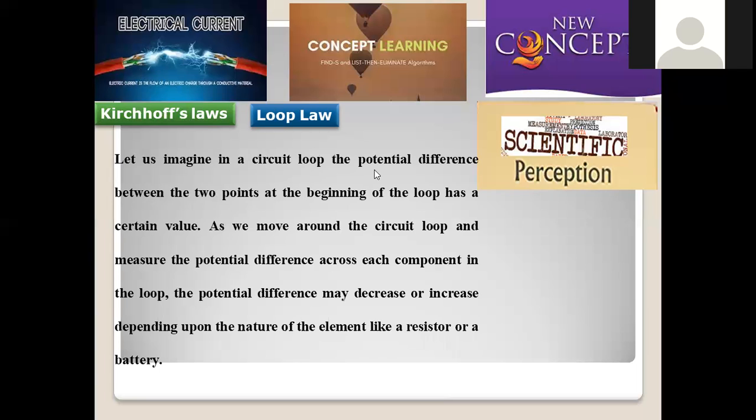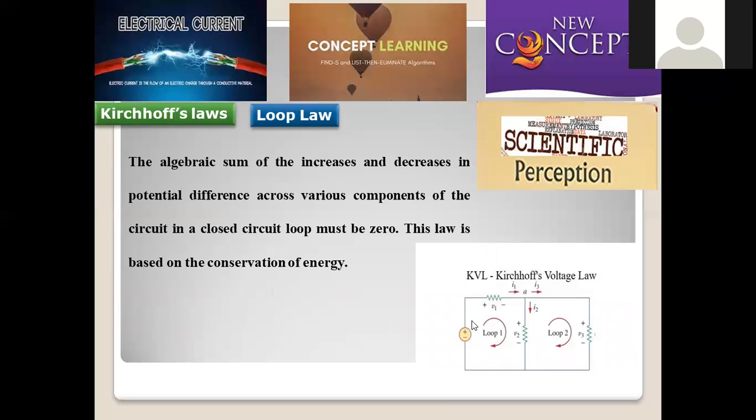Right. Let us imagine the circuit loop. The potential difference between the 2 points in the beginning of the loop has a certain value. We are taking the positive and negative terminals. As we move around the circuit loop and measure the potential difference across each point in the loop, the potential difference may decrease or increase depending on the nature of the element, like a resistor or a battery. Here one loop was taken, whose potential difference we are going to measure.